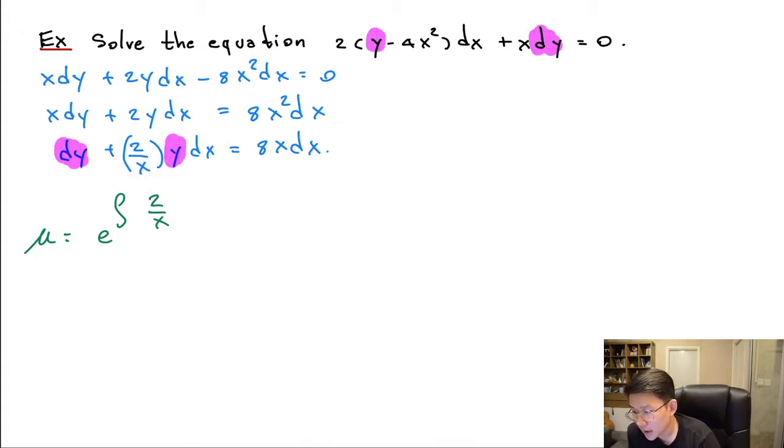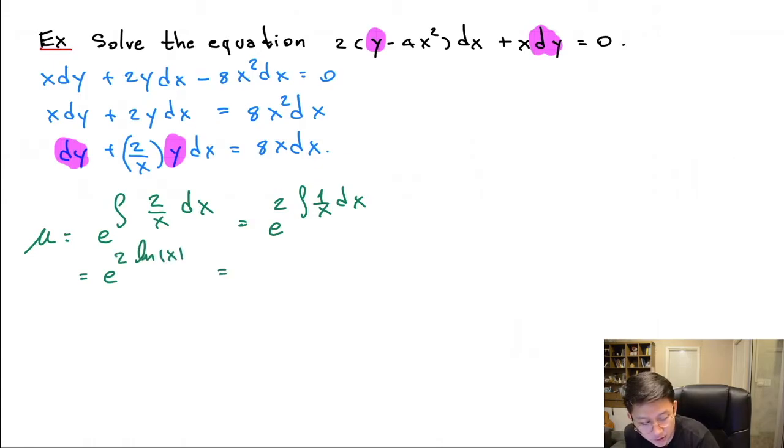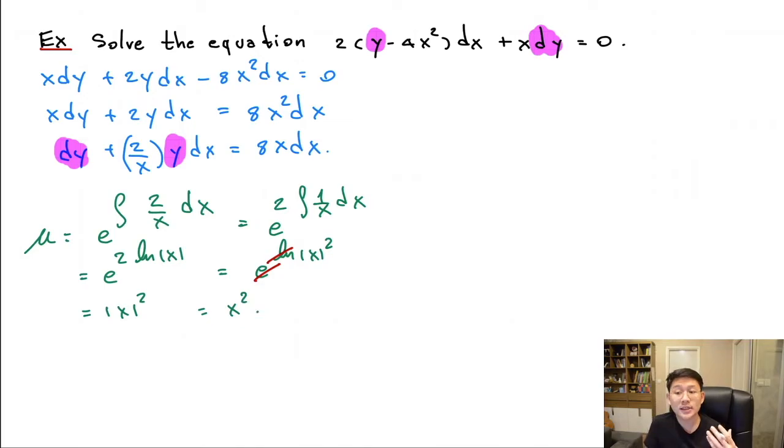So it is e to the integrate 2 over x dx. And that is actually e to the 2 integrate 1 over x dx, which is e to the 2 log absolute x, or rather e to the log of absolute x squared, and this cancels out, so you get absolute x squared, which is actually x squared, because x squared is always positive. You don't need the absolute value.